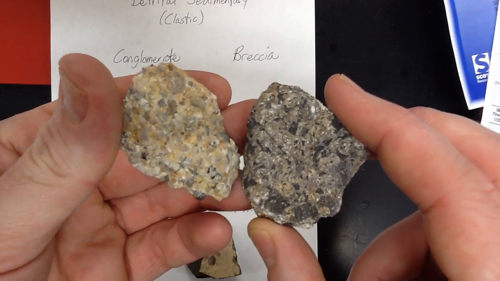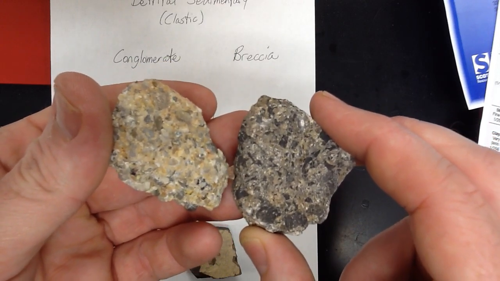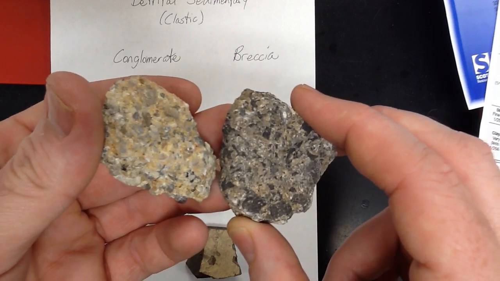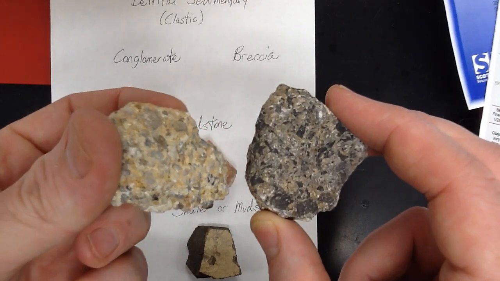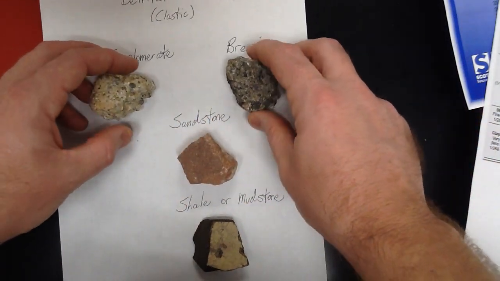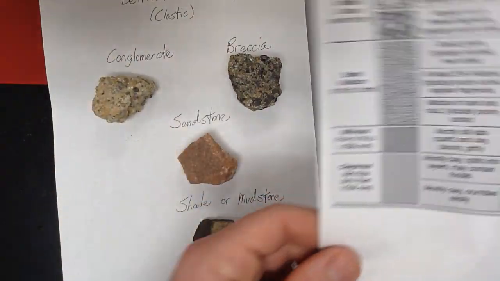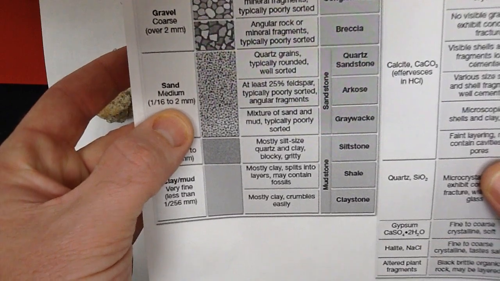Both of them are made up of other pieces of rocks. You see a lot of big chunks in here, larger than 2 millimeters. And so they're gravel sized, but one of them is more rounded, which is a conglomerate. The other one is more angular, which is a breccia. Now, moving on. Next down the list is going to be sand size particles.